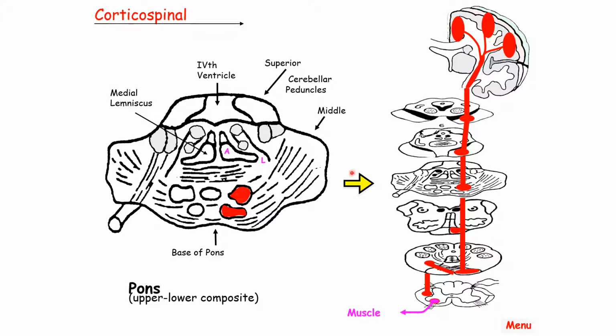As we move into the pons, we see now the corticospinal tract interspersed among fibers coming from the cerebellum, but they stay in the basis portion of the pons. And we see also the fourth ventricle here, the superior cerebellar peduncle, the middle cerebellar peduncle, and the medial lemniscus represented here.